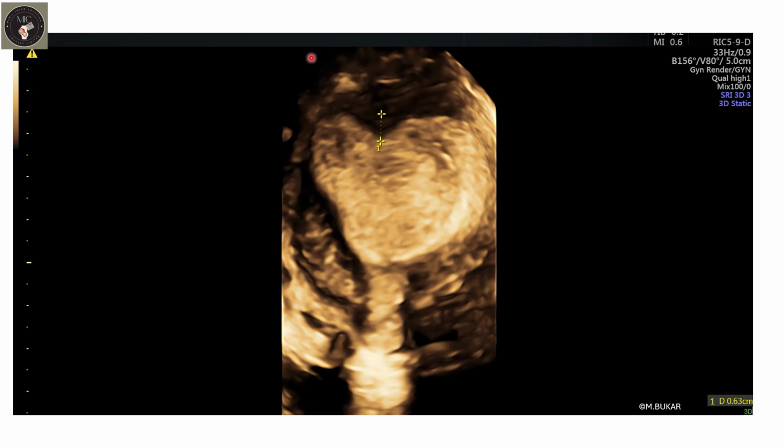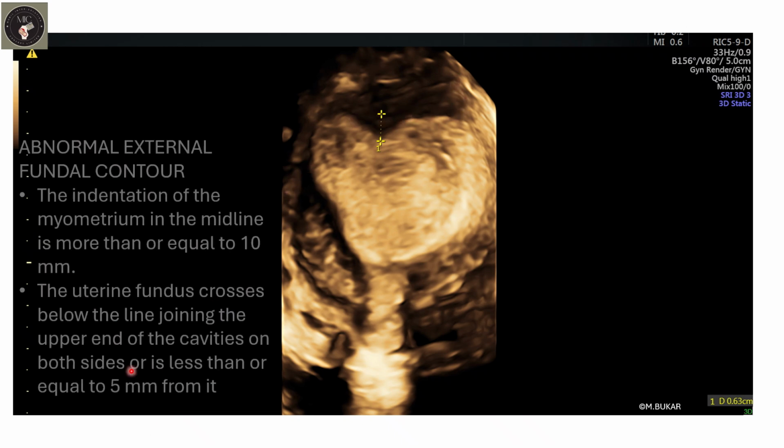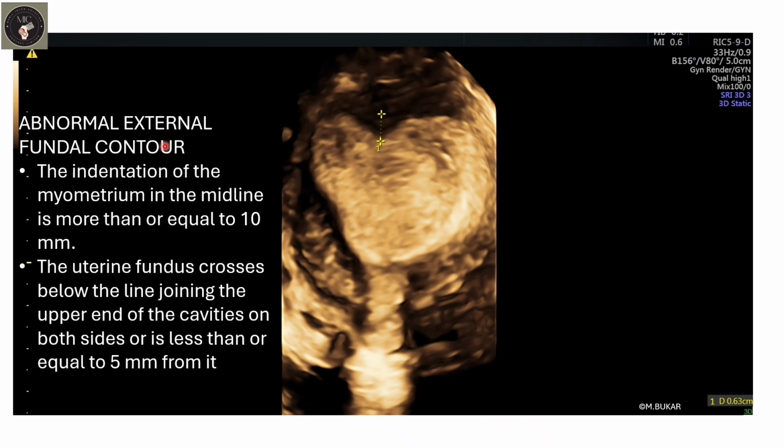So let's look at what is abnormal external contour and abnormal internal contour. Abnormal external contour is when the indentation of the myometrium in the midline is more than or equal to 10 millimeters. Here, when the indentation is more than or equal to 10 millimeters, it is considered abnormal external fundal contour.